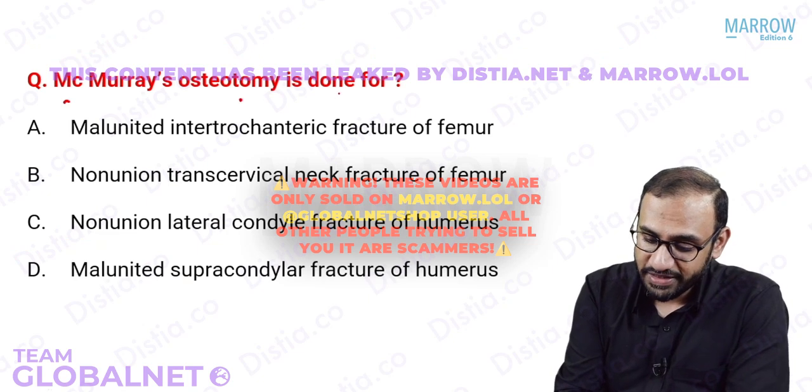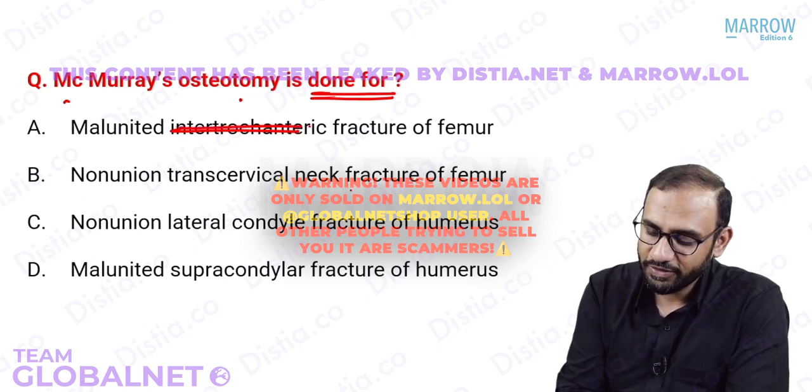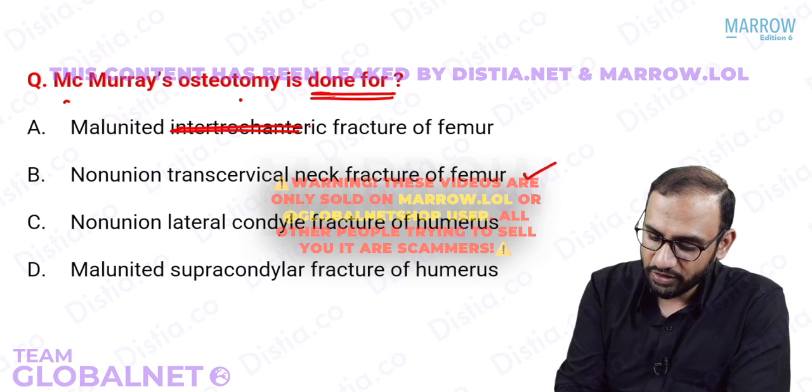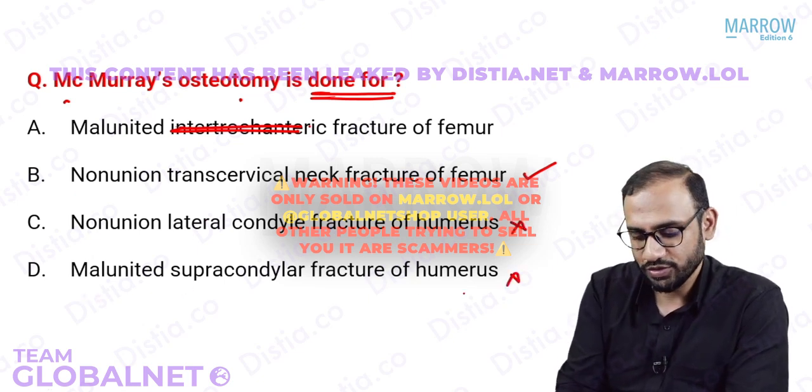McMurray's osteotomy is done for malunited intertrochanteric fracture of the femur? No, it's used for neck of femur. Non-union transcervical neck femur fractures, yes. Non-union lateral condylar fracture of the humerus, no. Malunited supracondylar humerus, no. So this is the answer.